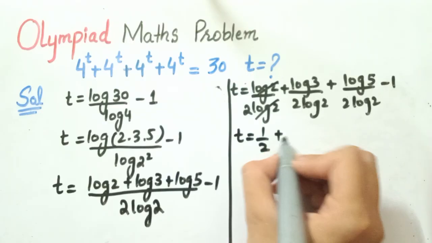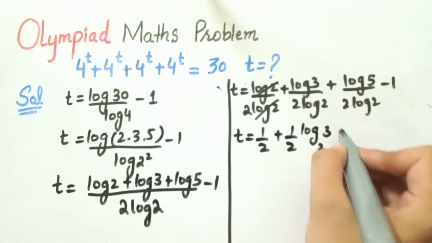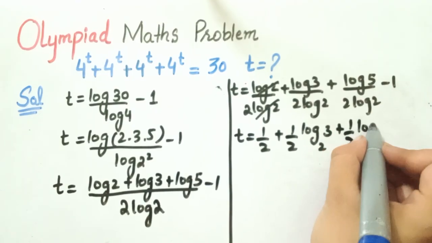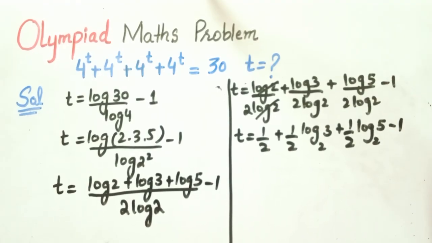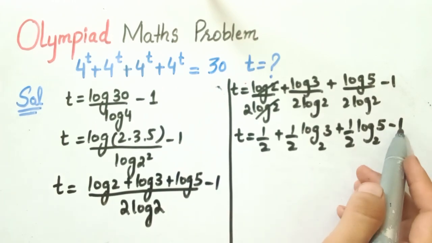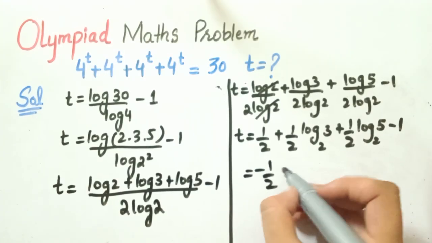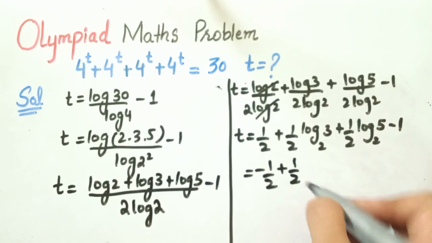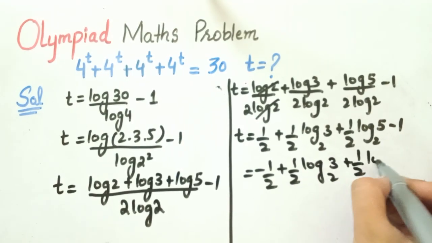1 by 2 plus 1 by 2 log base 2 of 3 plus 1 by 2 log base 2 of 5 minus 1. Now we will solve this as we get 1 by 2 as common, or 1 by 2 minus 1 is minus 1 by 2, then plus 1 by 2 log base 2 of 3 plus 1 by 2 log base 2 of 5.